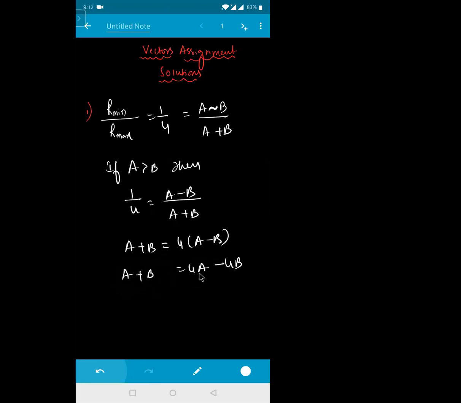Now if I take all the terms of A on one side and all the B terms on the other side, what will I get? A by B will be equal to how much? 4A minus A becomes 3A, and the other side is 5, so 3 comes down. So A by B equals 5/3, provided A is greater than B.